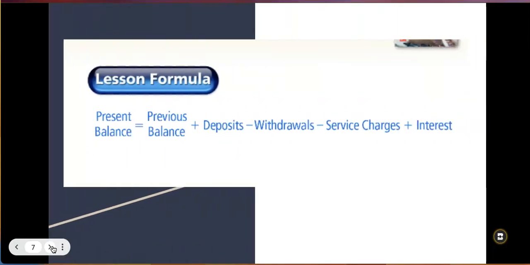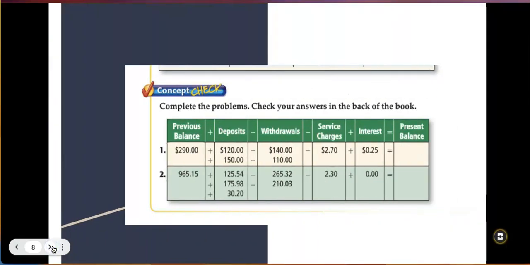Today you are going to take your previous balance. You're going to add any deposits, so any money you added to your account. You're going to subtract any money you took out of your account. You're going to subtract any service charges and then add some interest. So some checking accounts do have interest.